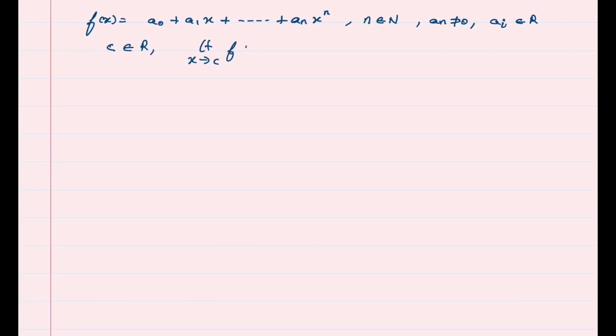Let us consider the function f of x, which is a polynomial a0 plus a1 x plus and so on, plus an x raised to n, where n is a natural number, an is not equal to 0, and the ai's are real numbers. In a polynomial, the powers of x will be positive integers. No negative powers and no fractional powers are allowed. And if c is any real number, then the limit as x tends to c of f of x can be calculated easily, which is f of c. Therefore, we conclude that every polynomial is continuous.